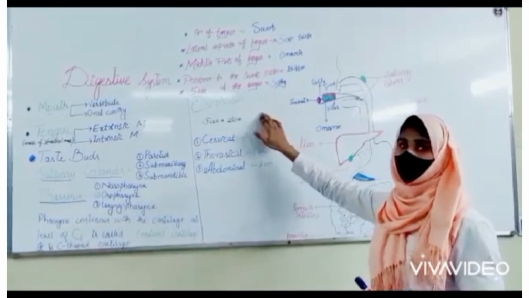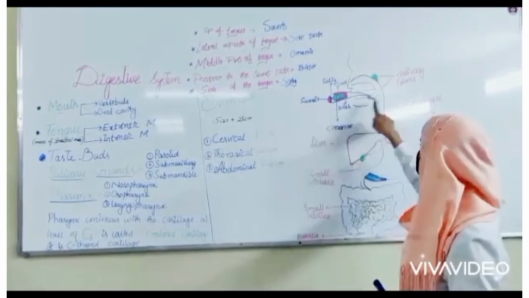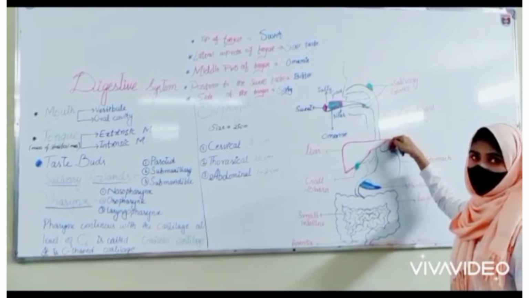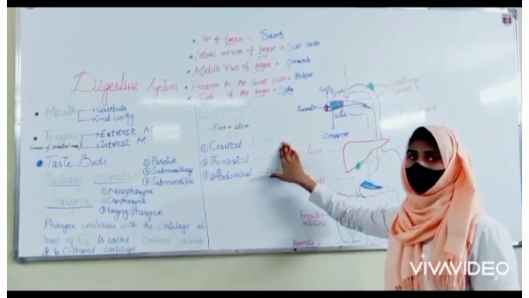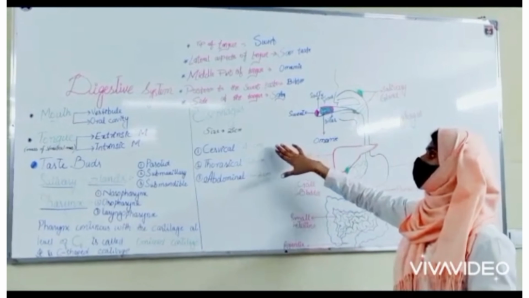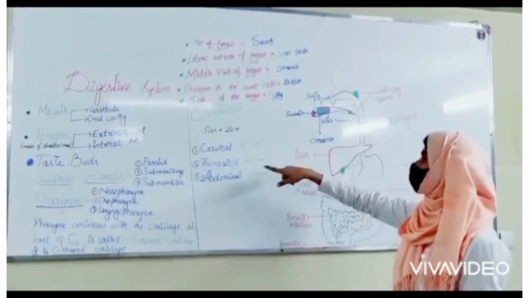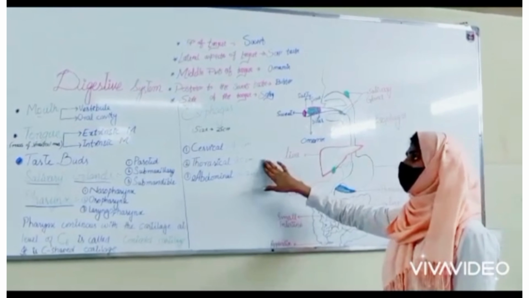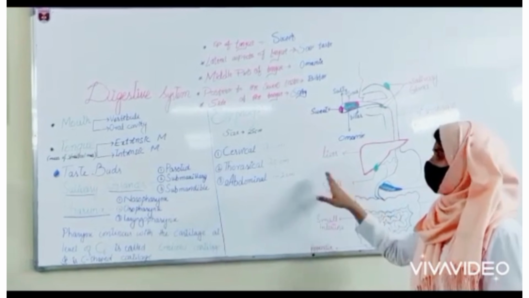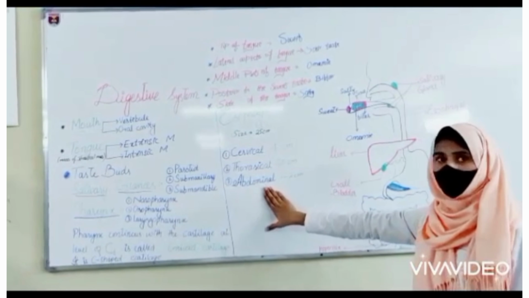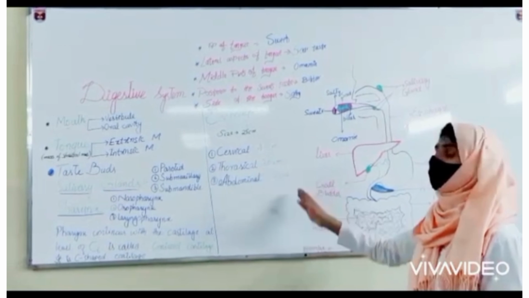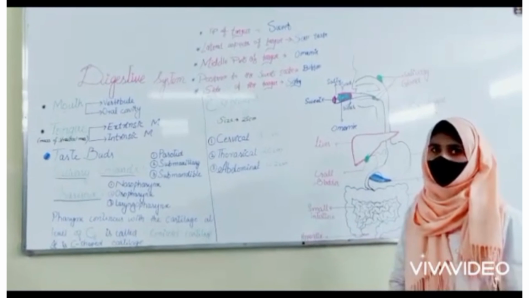Then we have the esophagus. The size of the esophagus is 25 centimeters. It consists of 3 parts. First part is cervical. Cervical is 4 centimeters, and it is made up of skeletal muscles. Then we have thoracic. The length of the thoracic part of the esophagus is 20 centimeters. Then we have abdominal. The last part of the esophagus is 1 to 2 centimeters, and it is made up of smooth muscles.